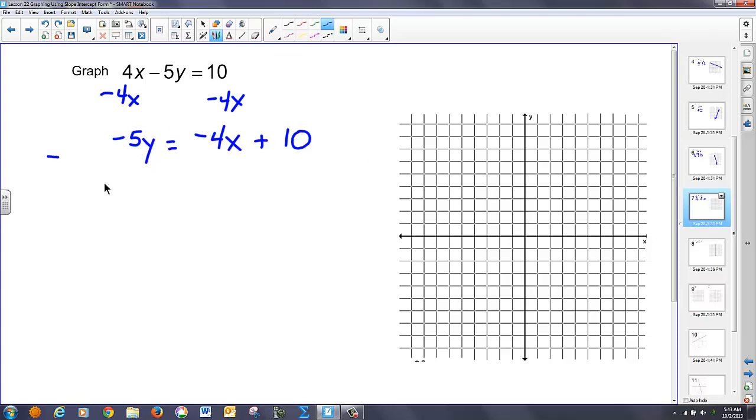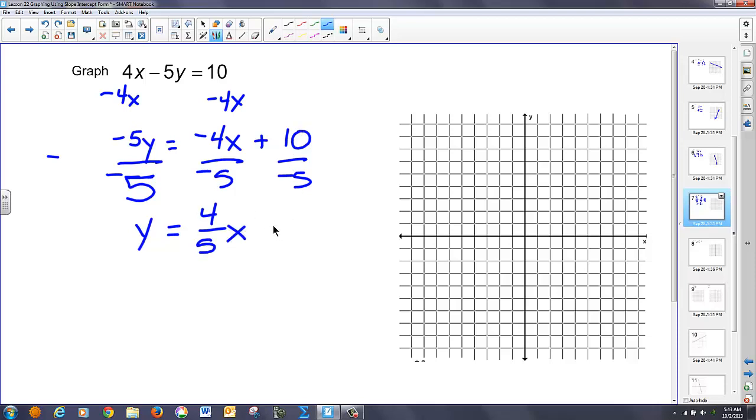rather than dividing the whole side, I divide each individual term by -5. In so doing, I get y is equal to, negative over a negative is a positive, and positive over a negative is a negative. And so here's my slope, here's my y-intercept.